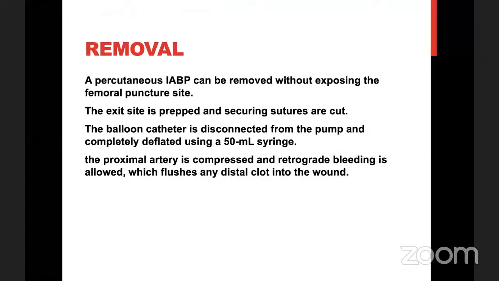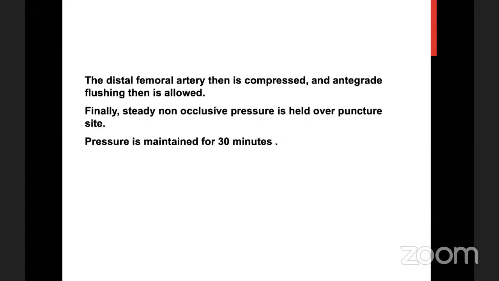So removal: the percutaneous intra-aortic balloon pump can be removed without exposing the femoral puncture sites. The exit site is prepped and secured. Securing sutures are cut. The balloon catheter is disconnected from the pump and completely deflated using a 50 ml syringe. The proximal artery is compressed and retrograde bleeding is allowed, which flushes any distal clot into the wound. The distal femoral artery is then compressed and antegrade flushing is allowed. Finally, steady non-occlusive pressure is held over puncture sites for about 30 minutes.